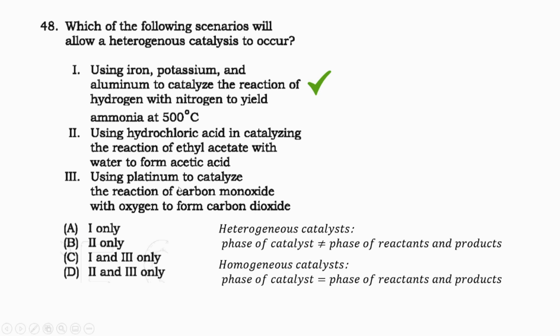Now, yung 3 naman, using platinum to catalyze the reaction of carbon monoxide with oxygen to form carbon dioxide, yung platinum natin ay solid. So, yun yung catalyst natin, solid yung catalyst. Then, yung carbon monoxide, oxygen, at carbon dioxide, gases sila. So, heterogeneous catalysis ba to? Oo. So, yung sagot natin sa number 48 ay C, 1 and 3.